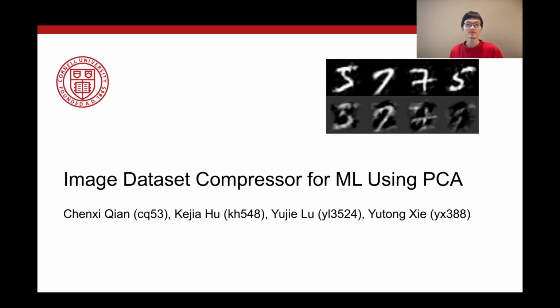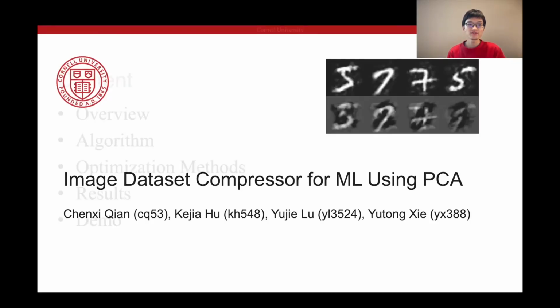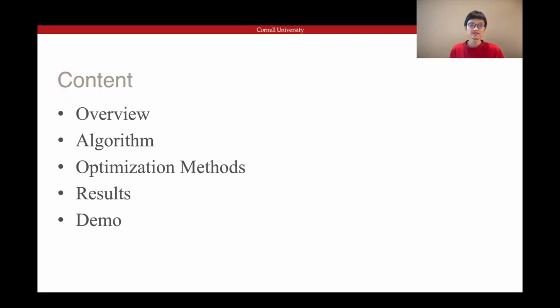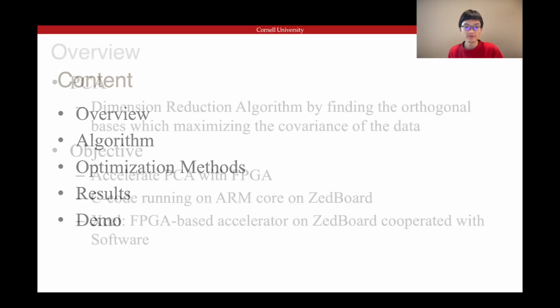In this video, our group will talk about our final project, Image Dataset Compressor for Machine Learning using Principal Component Analysis. We will first give an overview of our project and discuss the algorithm we use and its optimizations. The results will be discussed and we will present a short demo.